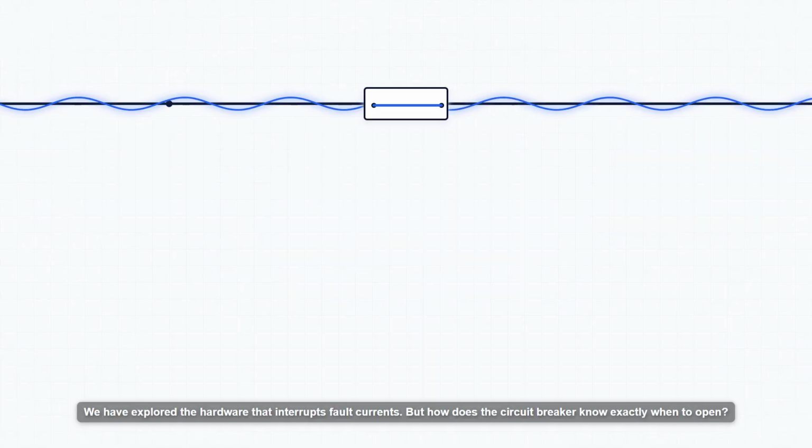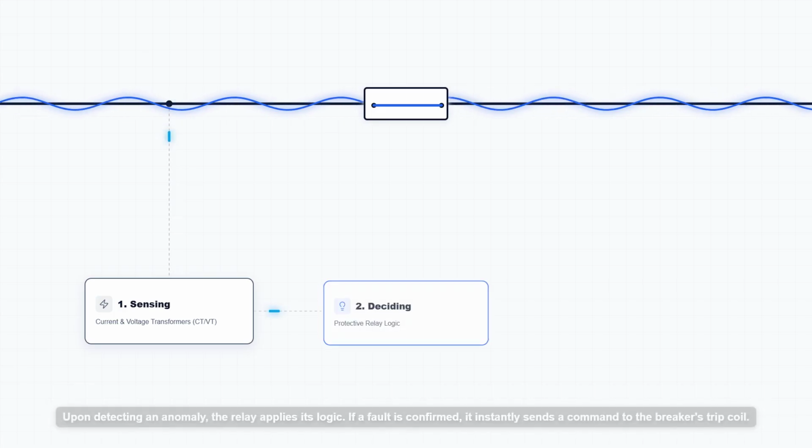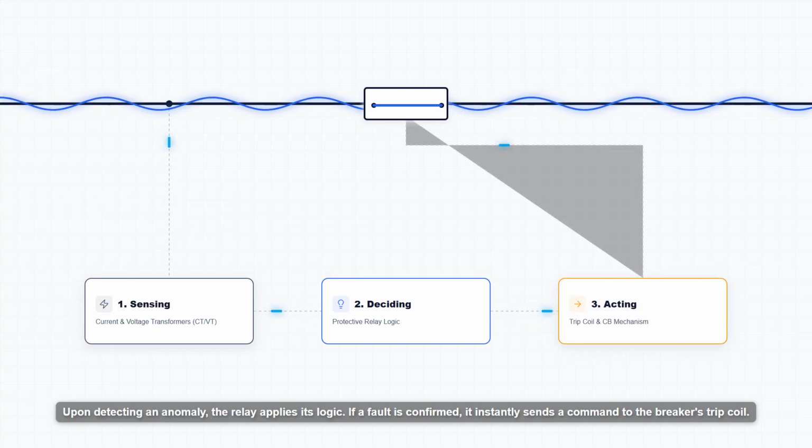We have explored the hardware that interrupts fault currents, but how does the circuit breaker know exactly when to open? This is the job of the protective relay, the brain of the grid. It continuously monitors the system using current and voltage transformers. Upon detecting an anomaly, the relay applies its logic. If a fault is confirmed, it instantly sends a command to the breaker's trip coil.